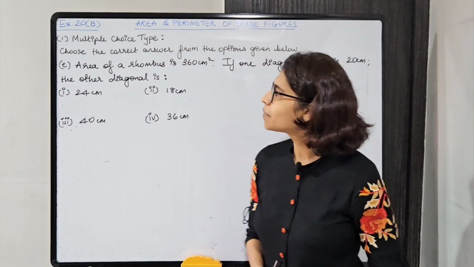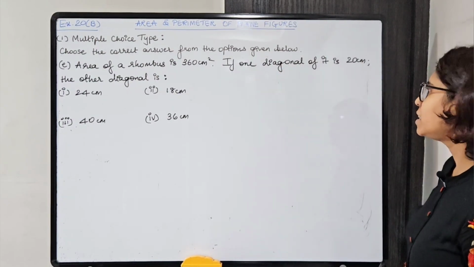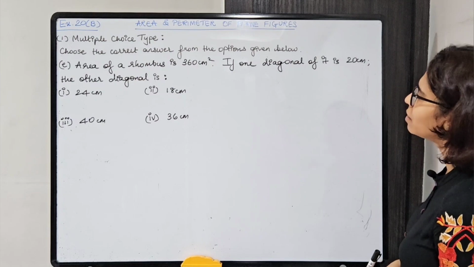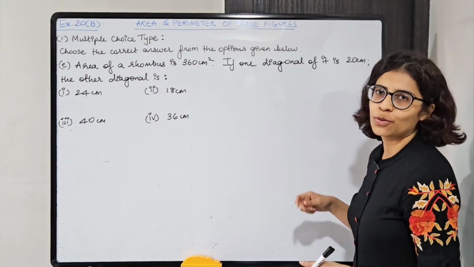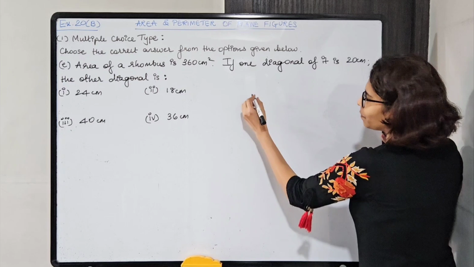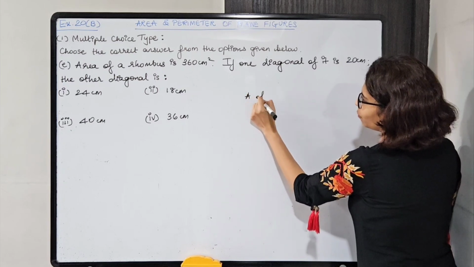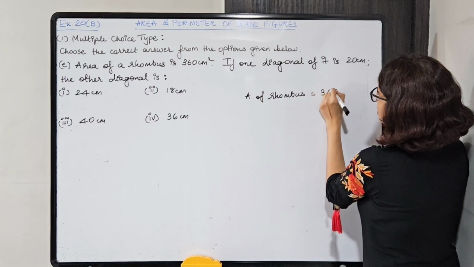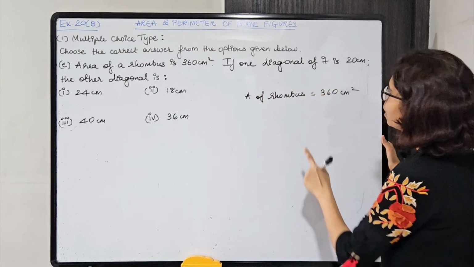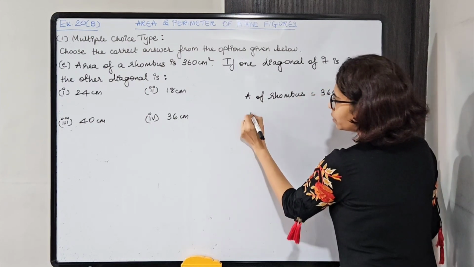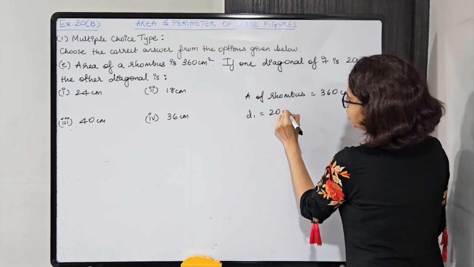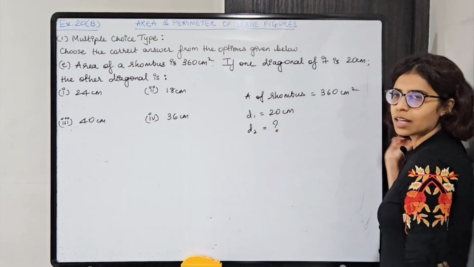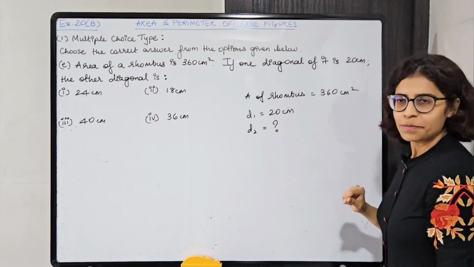Last one. E. Area of a rhombus is 360 square centimeter. If one diagonal of it is 20 centimeter, the other diagonal is. So the area of the rhombus is given. So area of rhombus is 360 square centimeter. One of its diagonals is given. So D1 is 20 centimeter. We need to find out the other diagonal. What is the formula for the area of a rhombus?